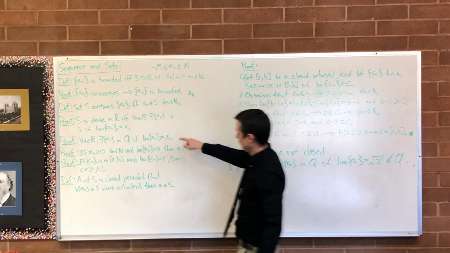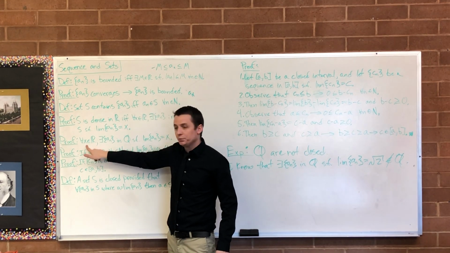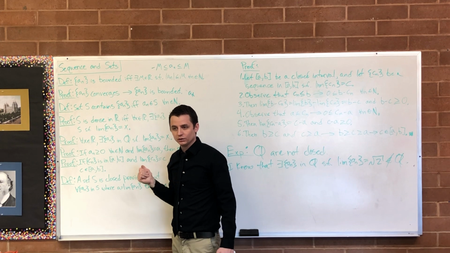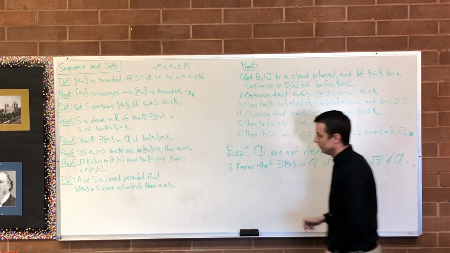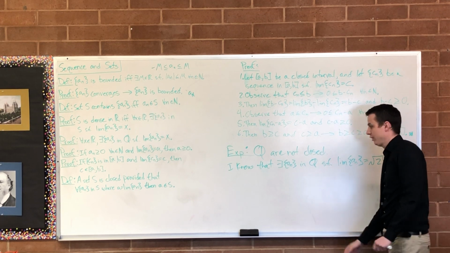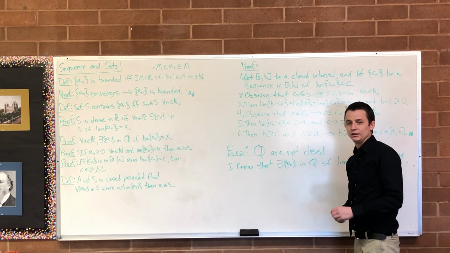That's what we proved up here. We proved that for any real number you pick, I can always find a sequence of rationals that converges to that number. Square root of 2 is a number, therefore there's a sequence of rationals that converge to it. How do I know that? Because Q is dense in R. Ta-da!